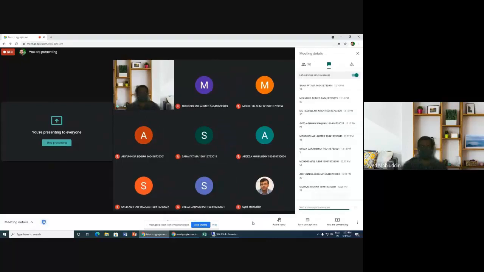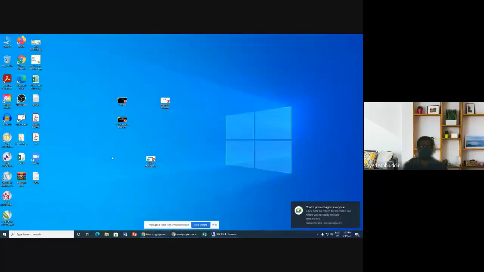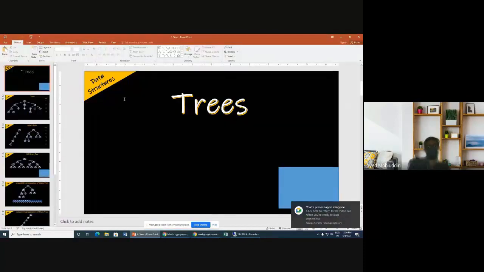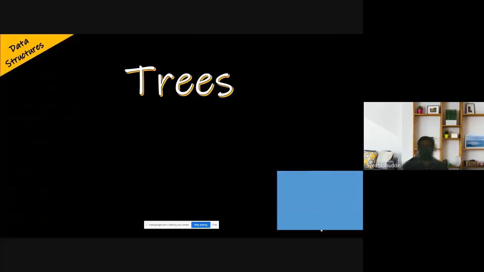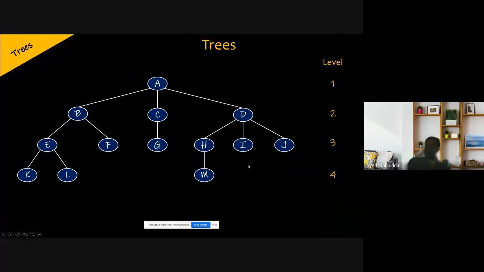Now we'll just take up another topic for today. That is again the refreshing of the concept of elementary data structures. So we will continue with the topic of trees. Now trees is a non-linear data structure. Remember that. Stacks and queues are linear data structures. Linear means there is a sequential relationship between elements.